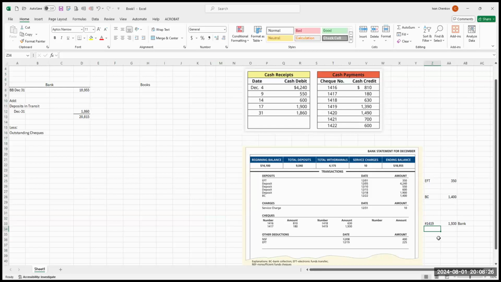In our books, that's the same check, 1419, sitting for the amount $1,390. That's in our books. So what that means, the bank took more money from our bank account than we deducted from our cash in our books. So what we have to do now, we have to find out who made a mistake.